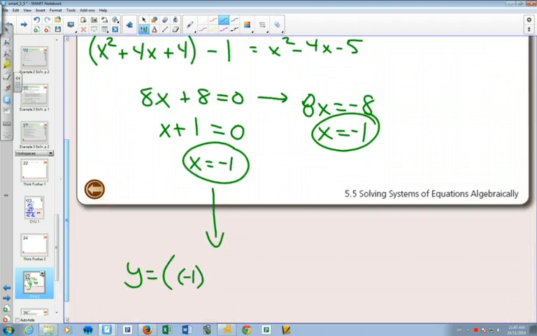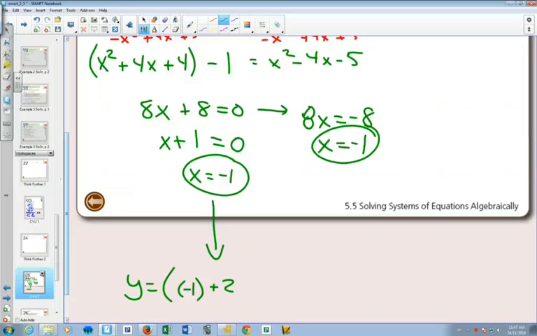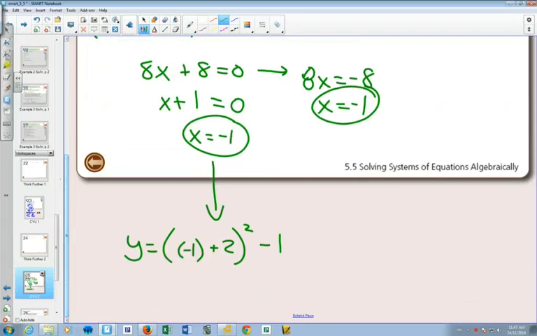Bracket, negative 1. Again, whenever we plug something in, we start by plugging it in with brackets. Sometimes it's not necessary, but often there are extra negatives and stuff, so it's always good form to plug it in with a bracket. We're going to have negative 1 plus 2, all squared, minus 1. And we get y equals 0. Is this one of the ones that does touch at one place but not at the vertex? Okay, so our solution, here it is. Our solution is negative 1, comma 0.